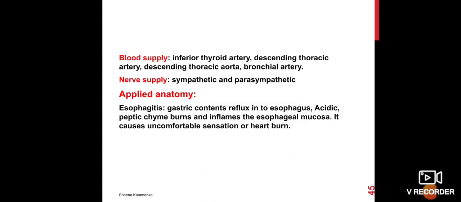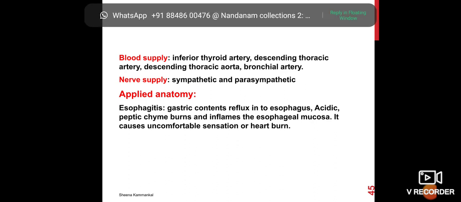It is supplied by the inferior thyroid artery, descending thoracic artery, then descending thoracic aorta, and the bronchial artery. Nerve supply is by the sympathetic and parasympathetic.